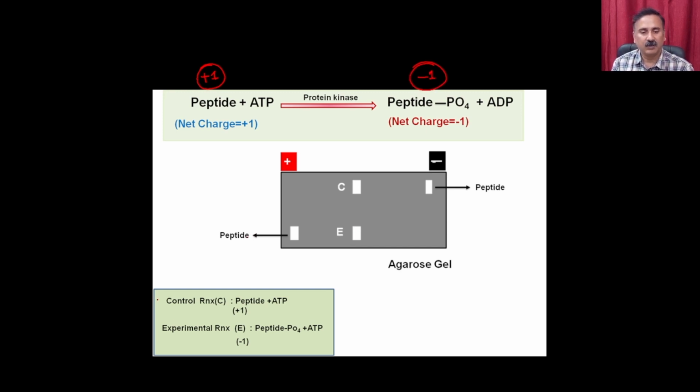So you're going to run the two reactions. One is the control reaction. The second is the experimental reaction. So in the control reaction, you are going to have the peptide plus ATP, right? So there will be no transfer of phosphate group from the ATP to the peptide, and that's why the peptide is going to remain as +1.